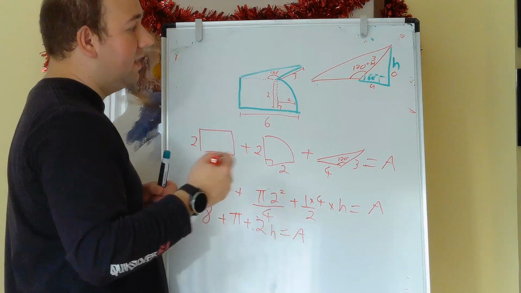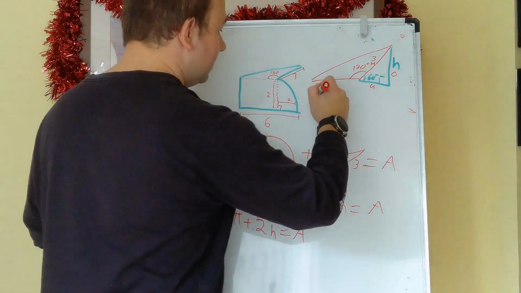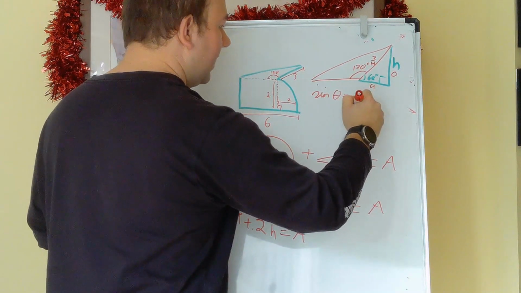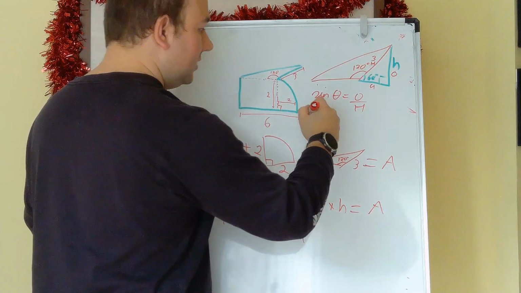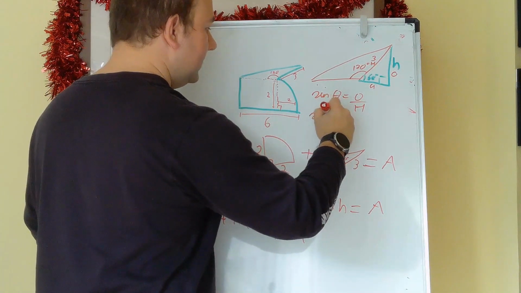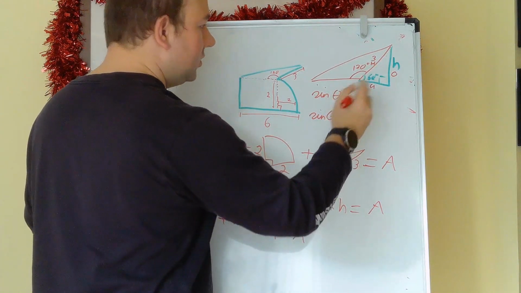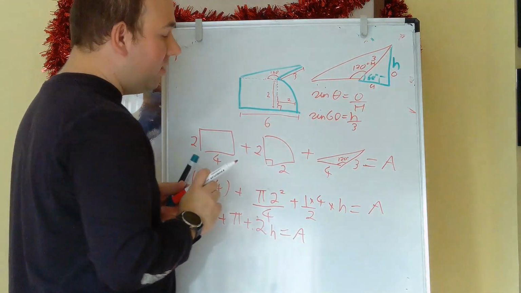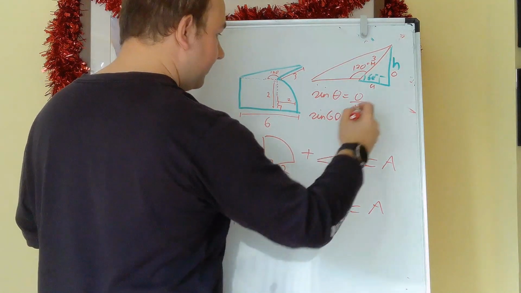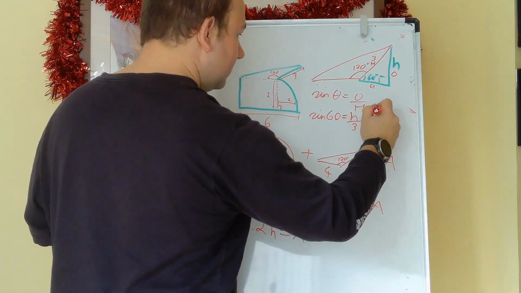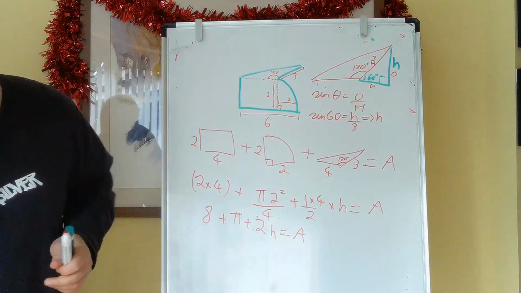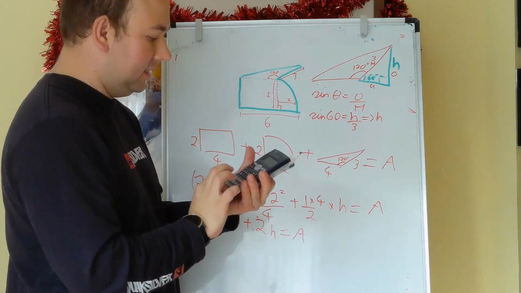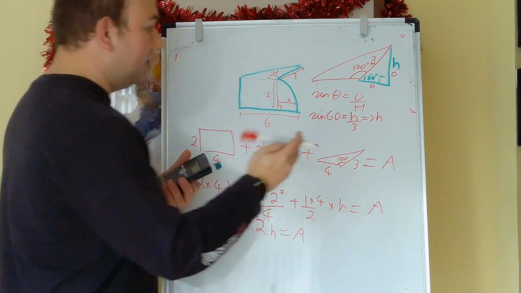Going by SOHCAHTOA, the sine of the angle is equal to O over capital H. I can fill this in. So I have sine 60 is equal to what I'm looking for, which is lowercase h over 3. I can rearrange this, so h is equal to 3 sine 60. So I'm getting the calculator for this. 3 sine 60 equals 2.6.